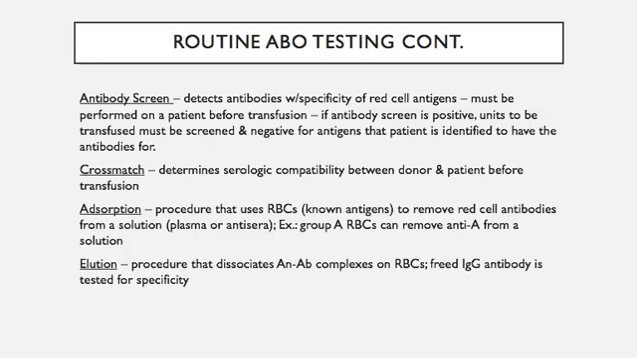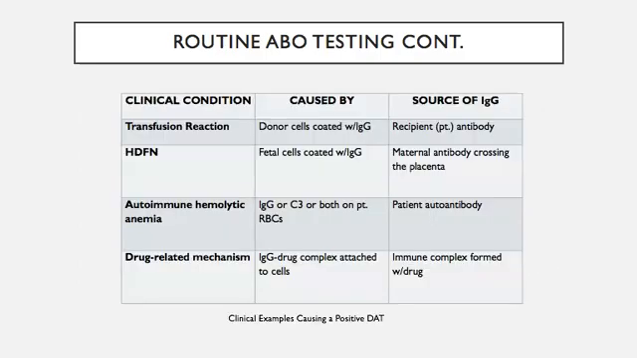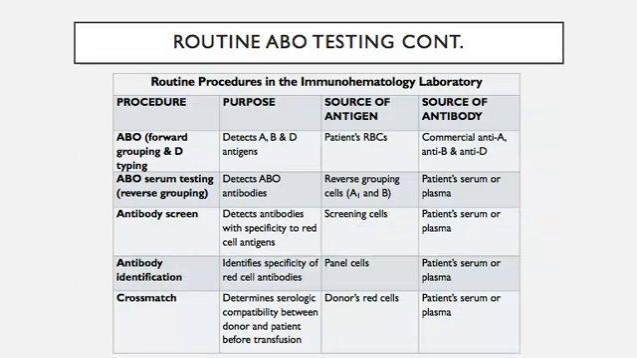And then an elution is a procedure that dissociates the antigen-antibody complexes on the red cell. So once you've dissociated that antigen and antibody, you can test that freed IgG antibody for specificity. An elution can be performed in a few different ways. There's a heat or thawing method, and then there's a couple others beyond that that we won't really go into.